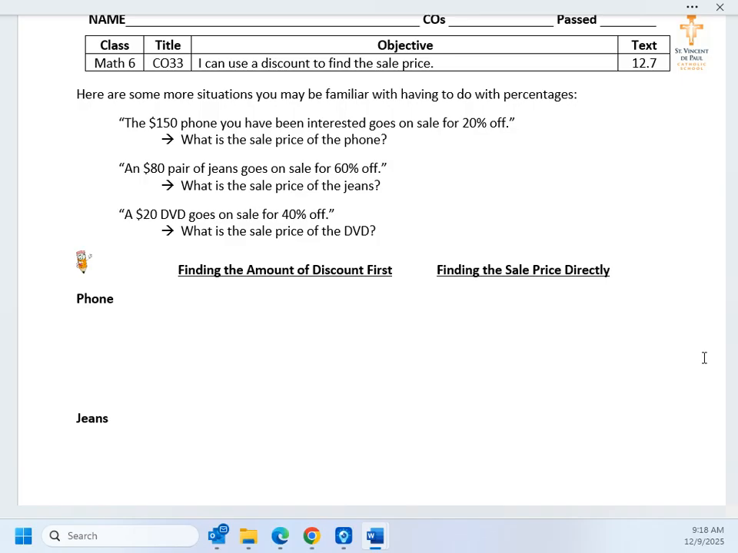So here are some situations you may be familiar with having to do with percentages. The $150 phone you have been interested in goes on sale for 20% off. What is the sale price of the phone? An $80 pair of jeans goes on sale for 60% off. What is the sale price of the jeans? Or a $20 DVD goes on sale for 40% off. What is the sale price of the DVD?